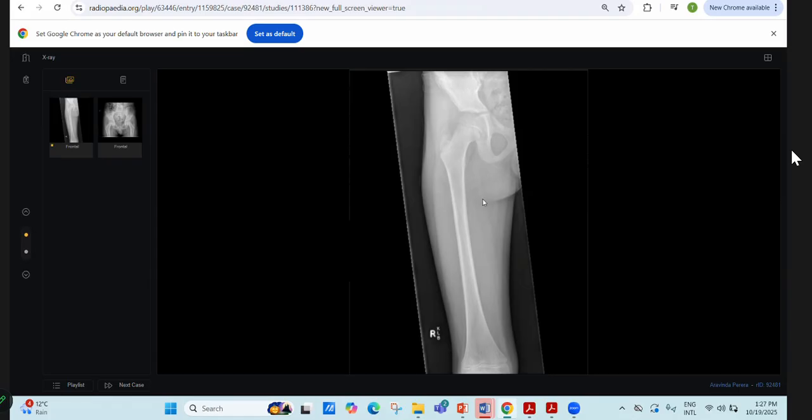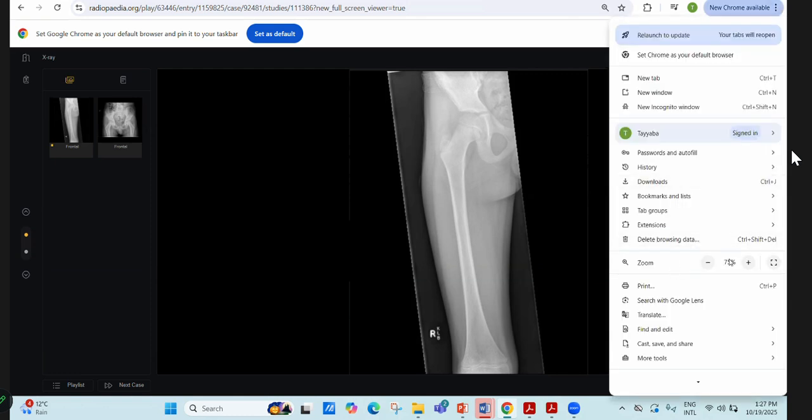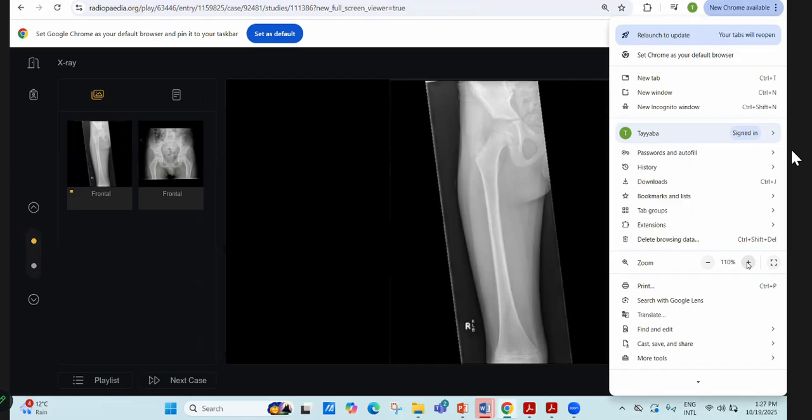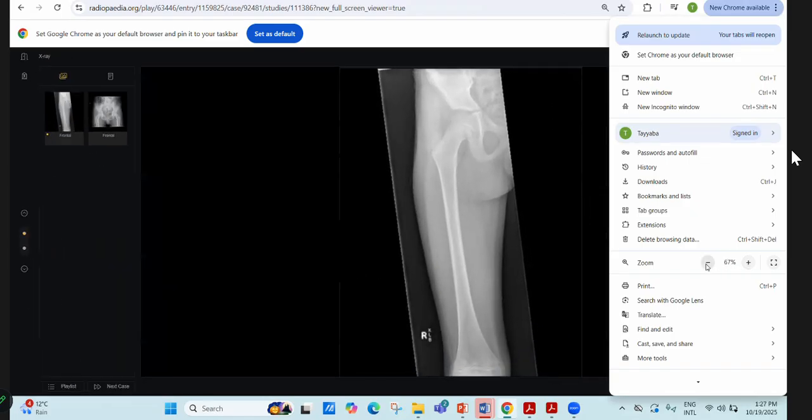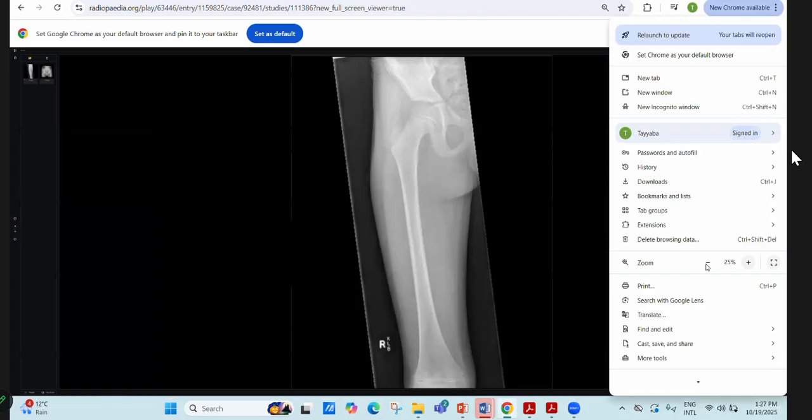Can you zoom it, ma'am? Yeah, please. Zoom this one. This is the maximum. So I would like to see this on other orthogonal view. Take the pelvis.